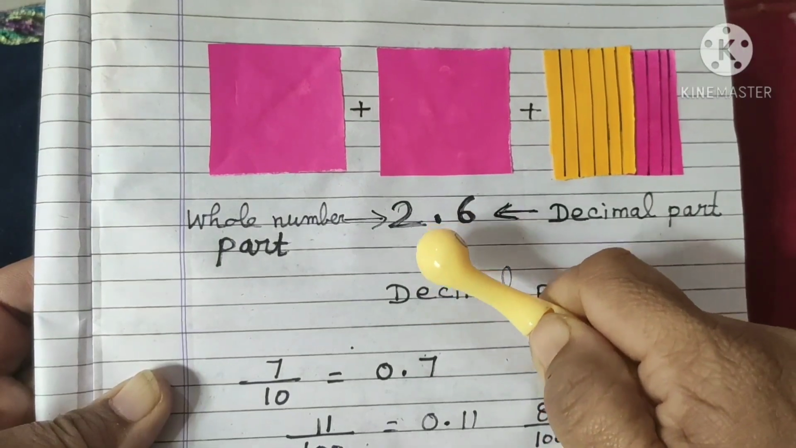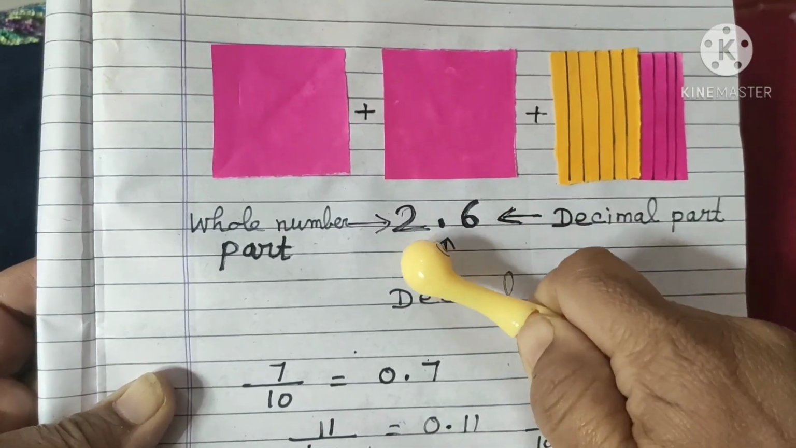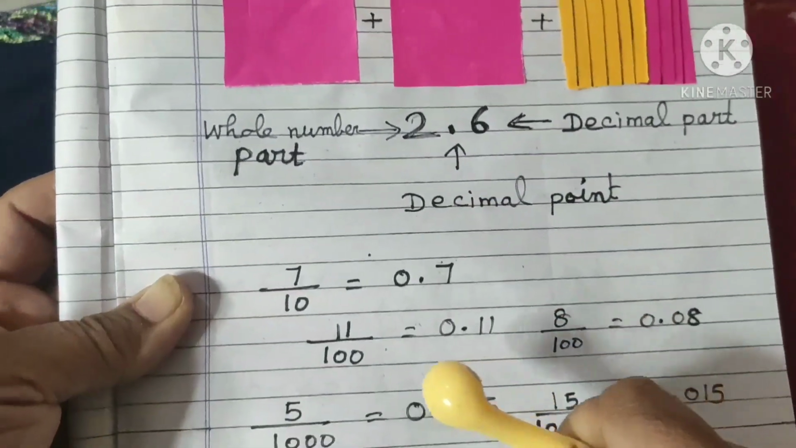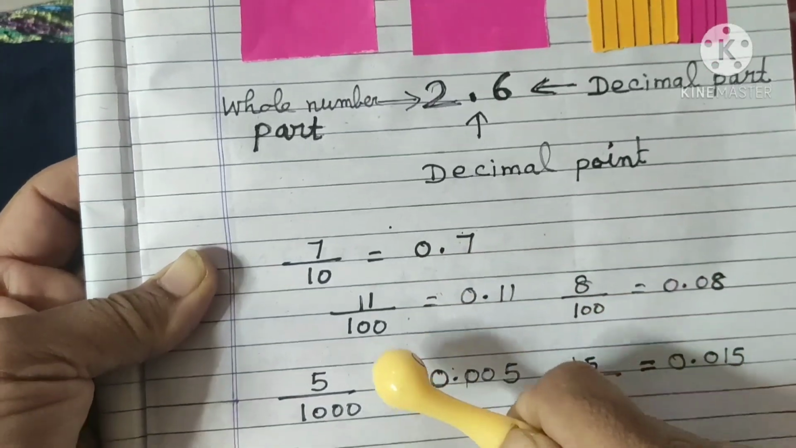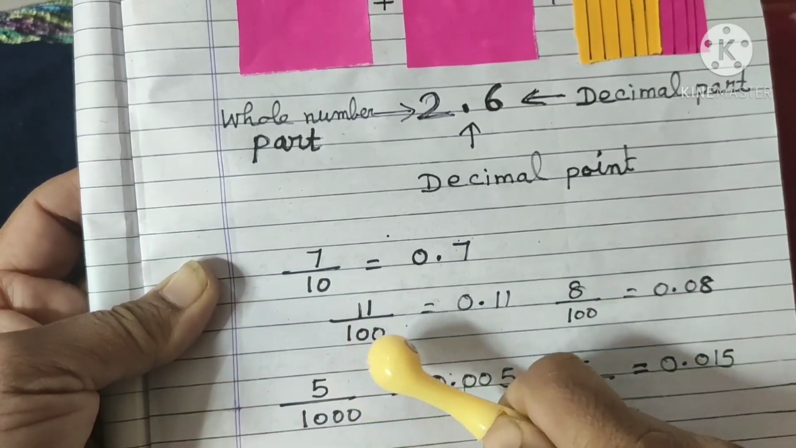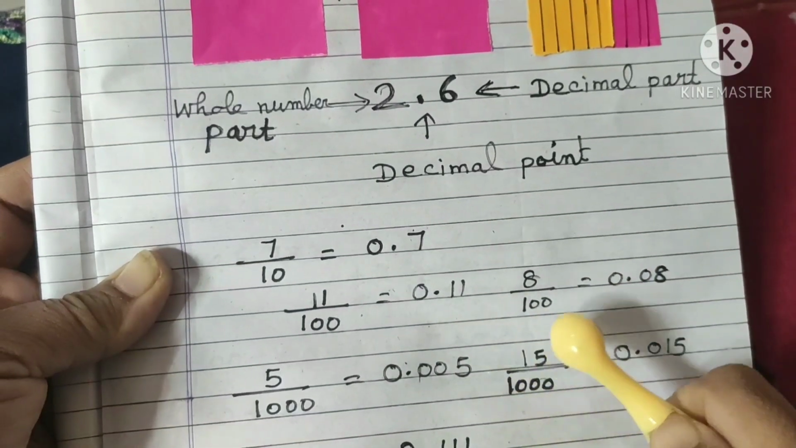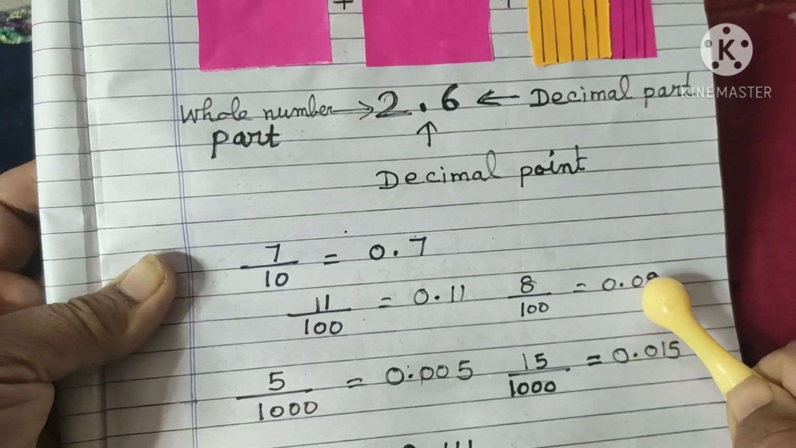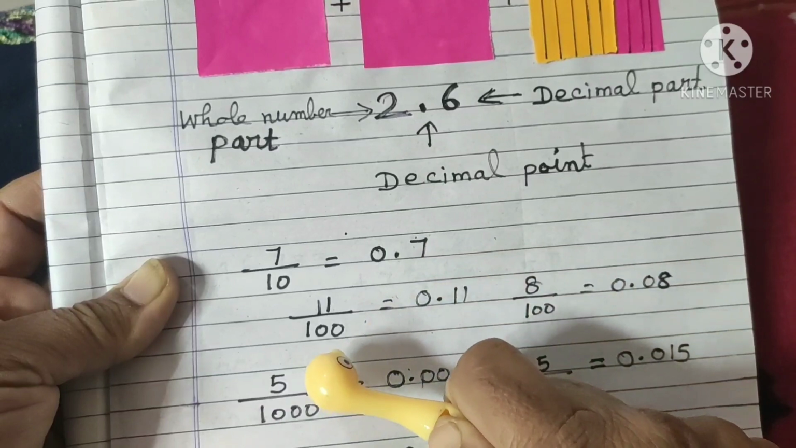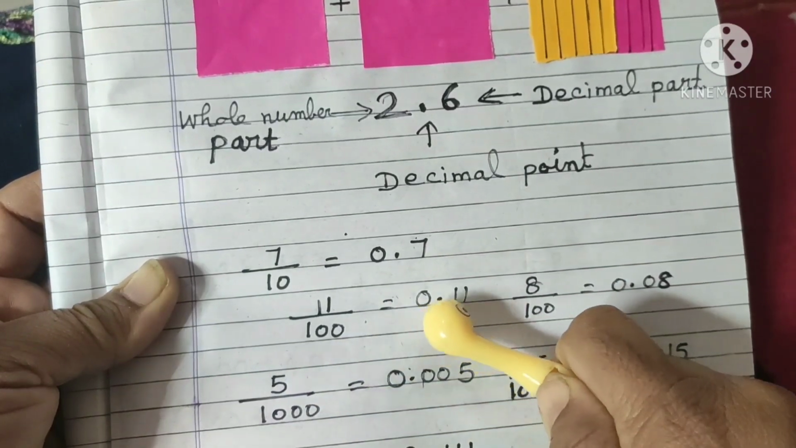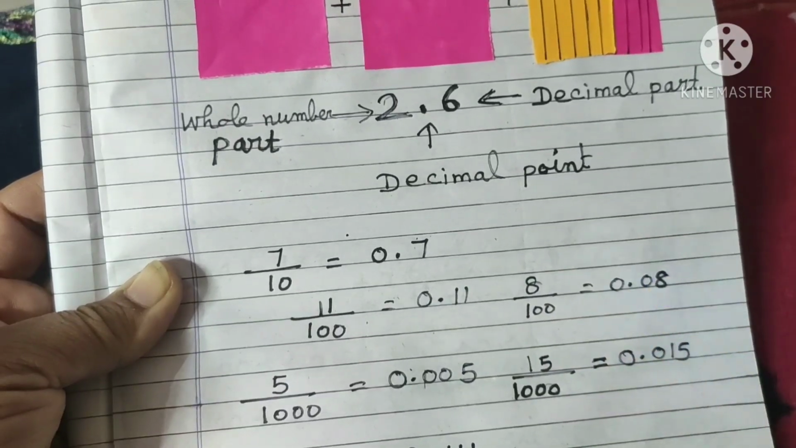If the numbers are counted after the decimal, they are said to be decimal places. Here only one decimal place. 7 upon 10 is equal to 0.7. 11 upon 100 is equal to 0.11. 8 upon 100 is equal to 0.08. See, 1 zero, 1 decimal place, and 2 zeros, 2 decimal places. Then again 2 zeros and 2 decimal places.